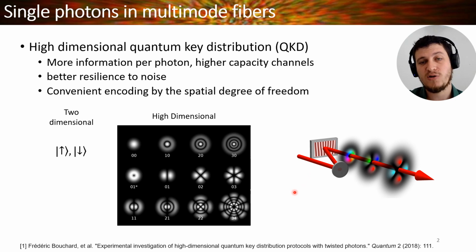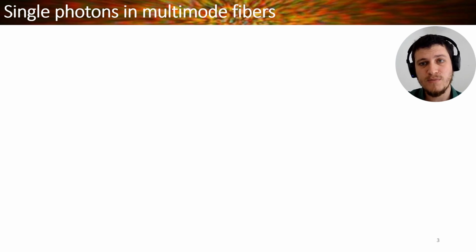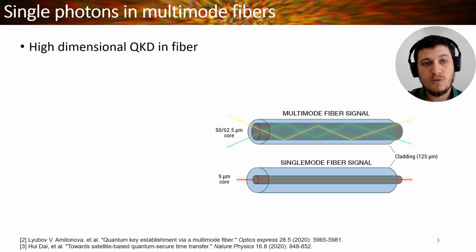Specifically, it is convenient to encode the information in the spatial degree of freedom due to the fact that it's relatively easy to encode information using spatial light modulators. So when performing the QKD through a fiber, of course one can't use a single mode fiber because it supports only a single spatial mode, and one must use a multimode fiber.